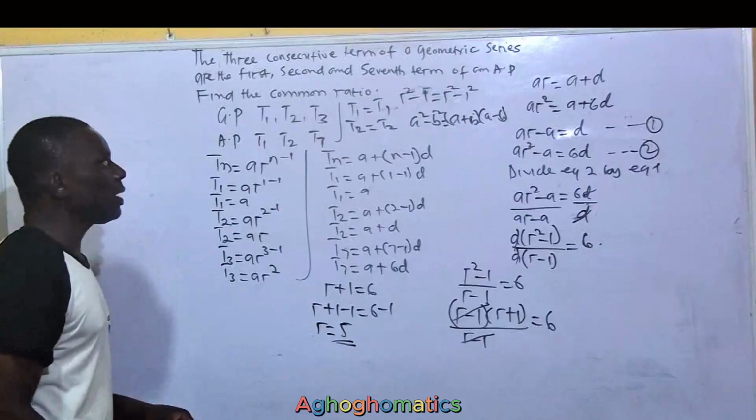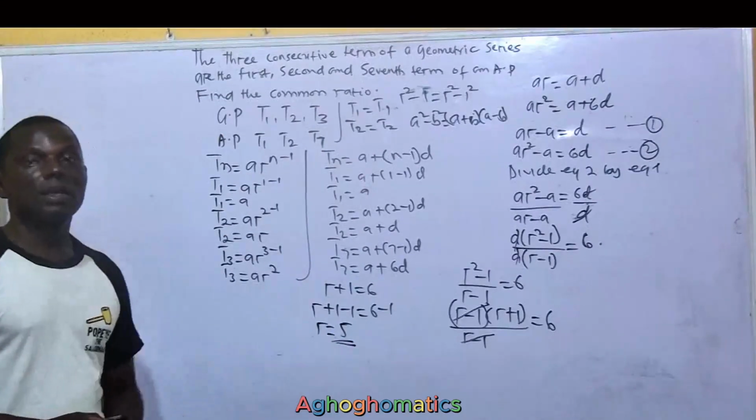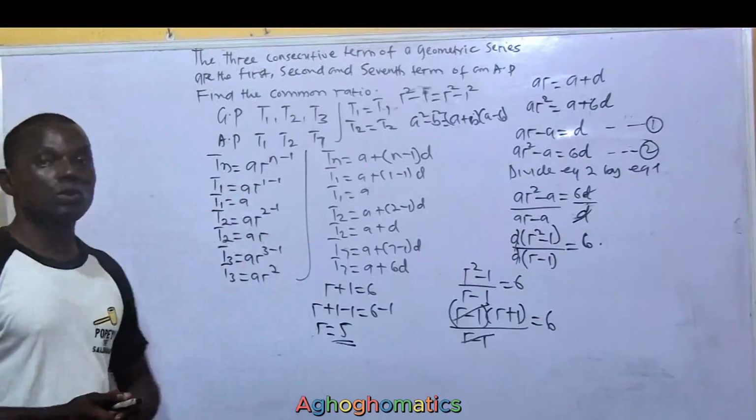So what we're asked to find is the common ratio. So we see clearly that the common ratio here is 5. So that is how to resolve a question like this.